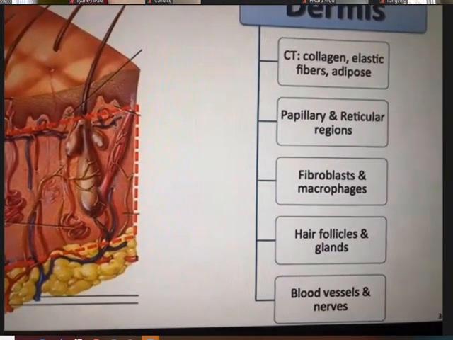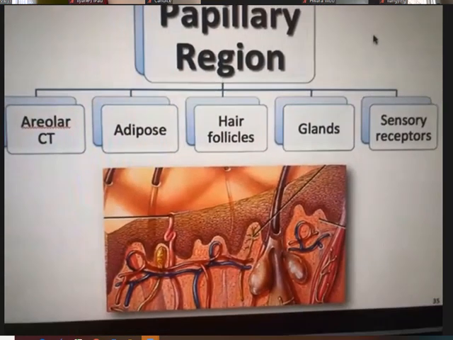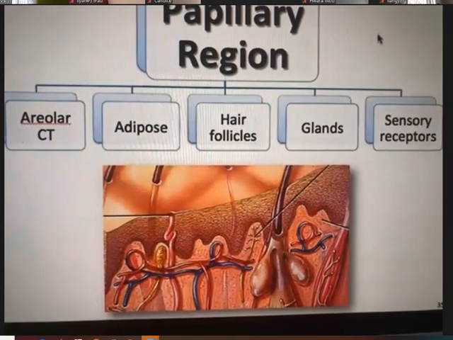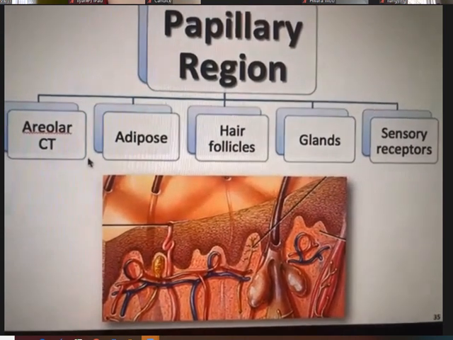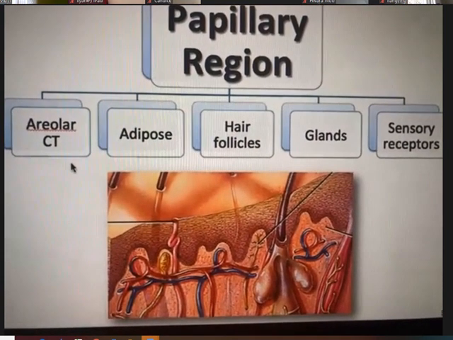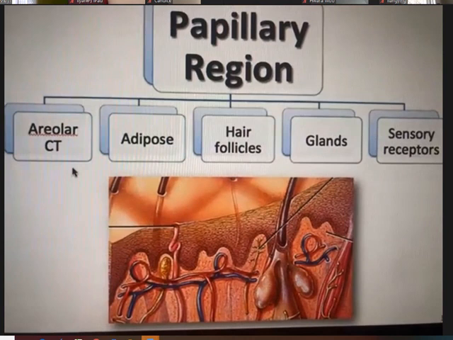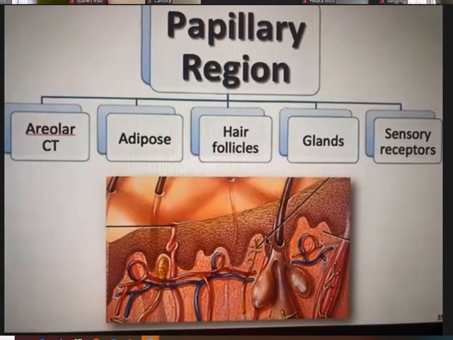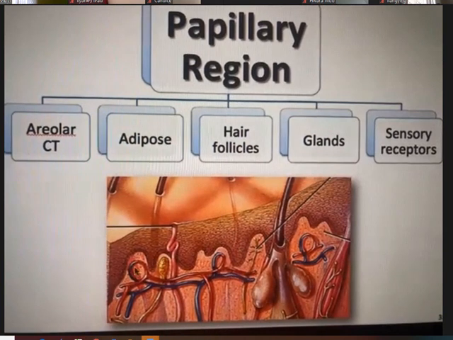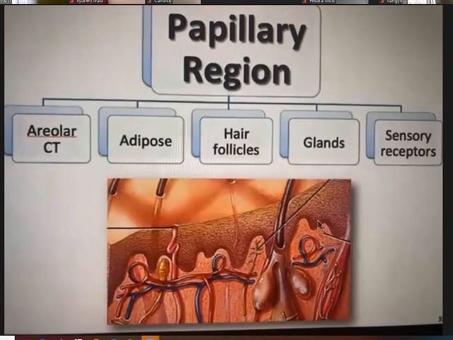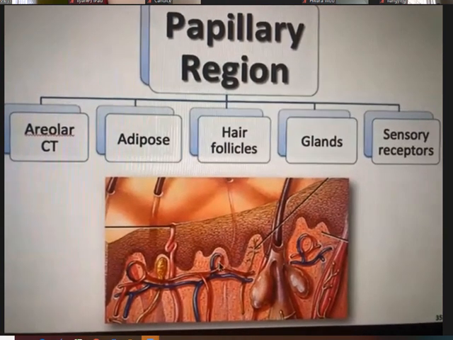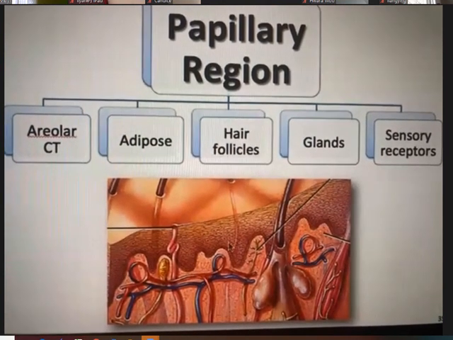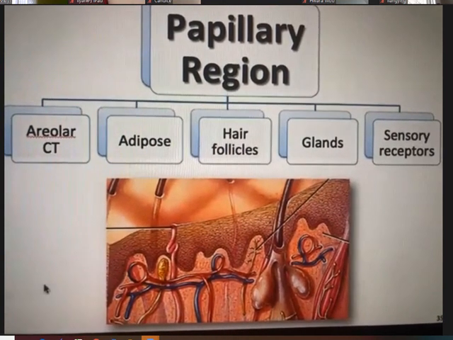reticular region. The papillary region is the thinner of the two regions and is located immediately deep to the epidermis. It consists of areolar connective tissue containing collagen and elastic fibers. It contains lots of surface area due to its dermal papillae, which are small, nipple-like protrusions that connect with the lower surface of the epidermis, almost like the way jigsaw puzzle pieces connect to each other.